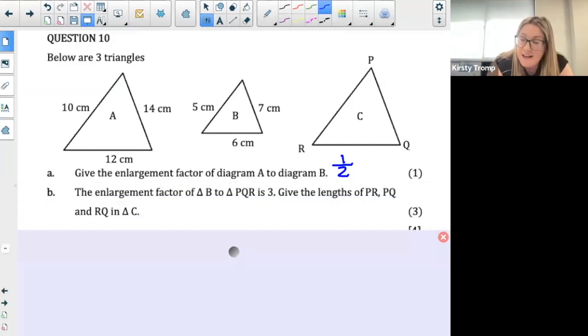The enlargement factor of B to triangle PQR is 3. So now they're saying to get from B to C, the enlargement factor is 3. Give the lengths of PR, PQ, and RQ in triangle C. So go have a look at that. You're going to give us the lengths. All right, so we're practicing our times tables here as well today.